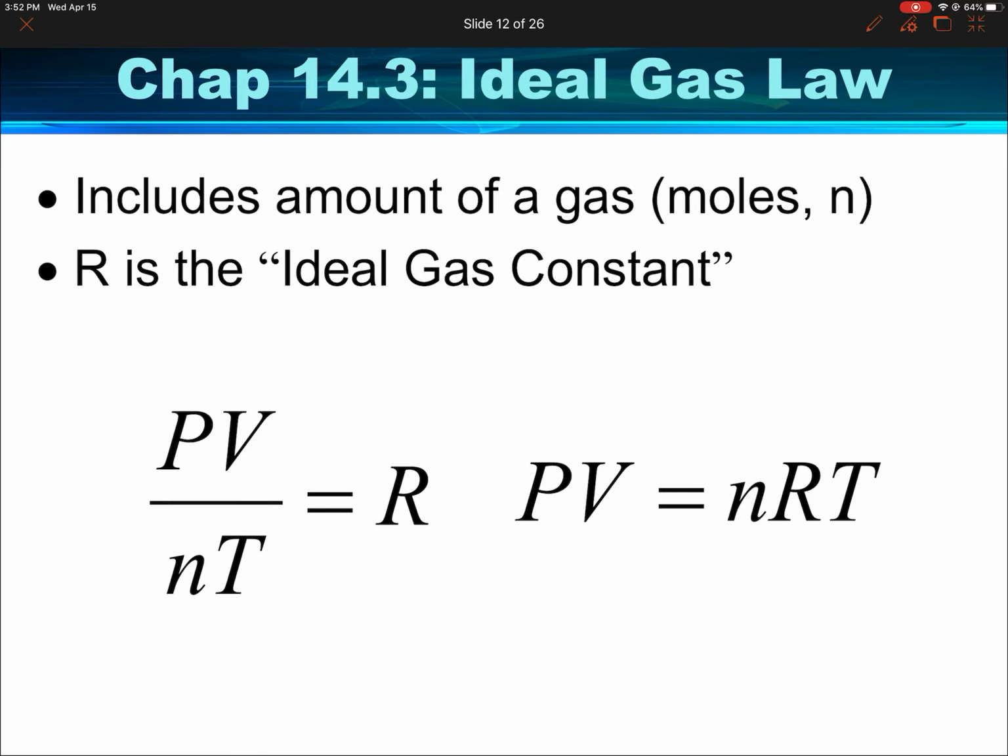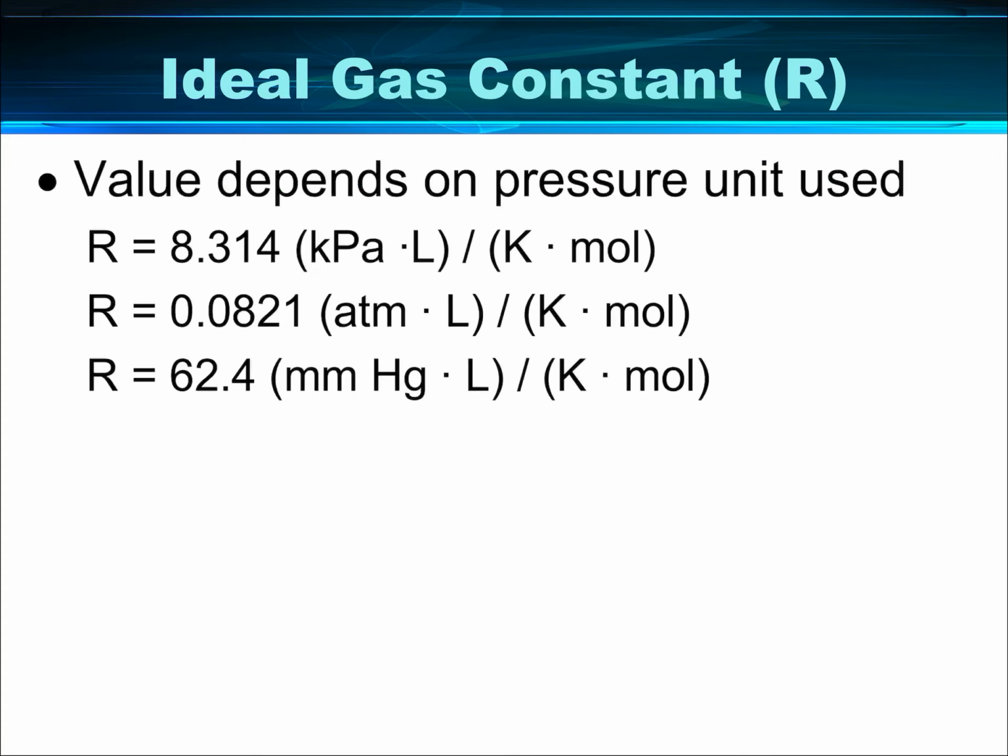Gas law. The ideal gas law includes an amount of gas. It's not held constant anymore. And the ideal gas law also uses R, which is an ideal gas constant, so it's a number that we're going to use. PV equals nRT is the ideal gas law. We can move those variables around as we see we need to. You can see here it's been rearranged for PV over nT equals R.